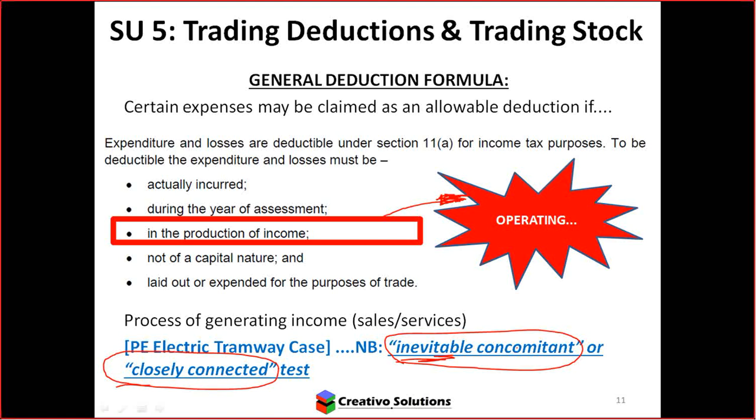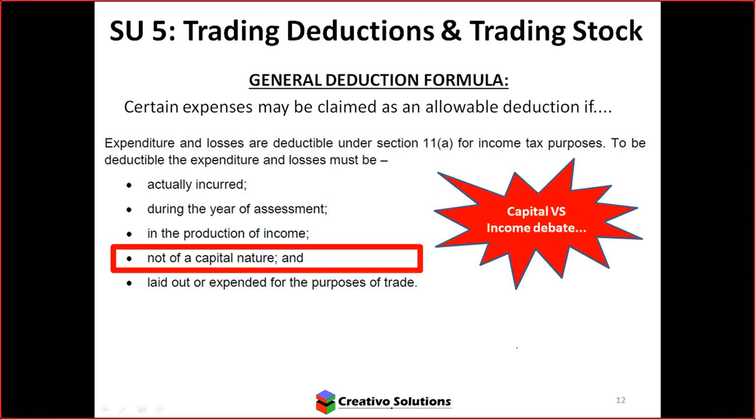And if things are subjective, what normally happens? I think case law comes into it. Yes, burden of proof. If you say, well, you have to claim this, then SARS is going to say, well, then prove it. And if you can provide the proof and the evidence to support why you believe it's in the production of income, then they will review it, and then they might give you a tax concession. Alright, the next one, not of a capital nature.